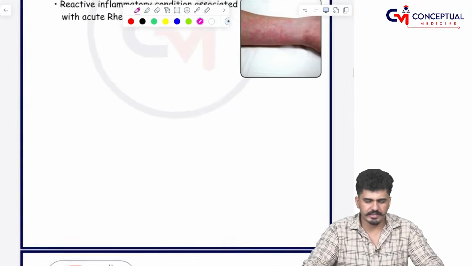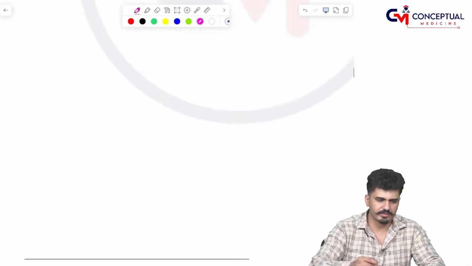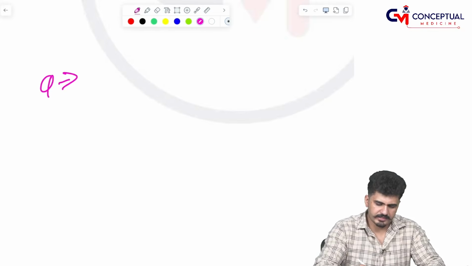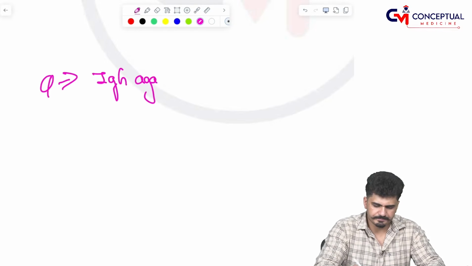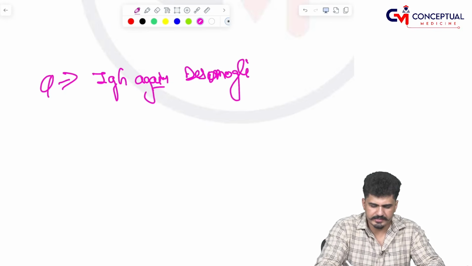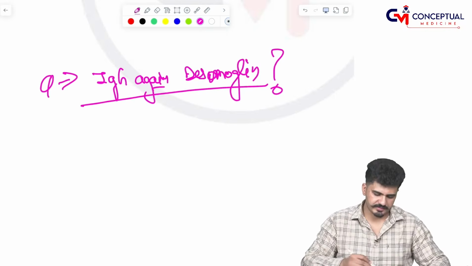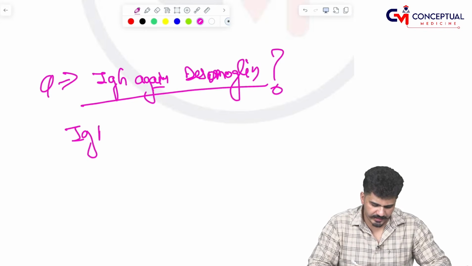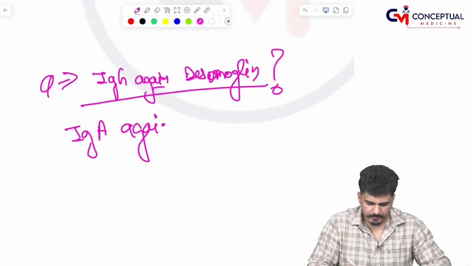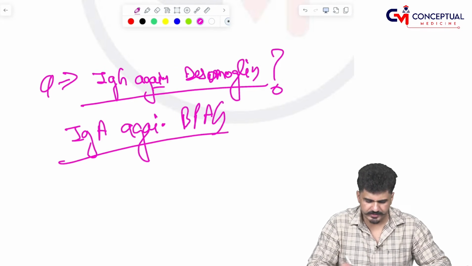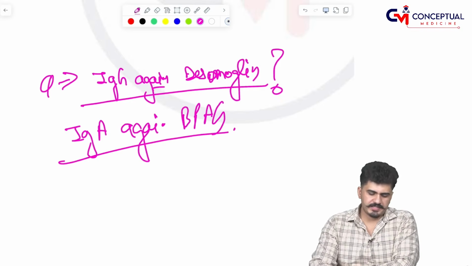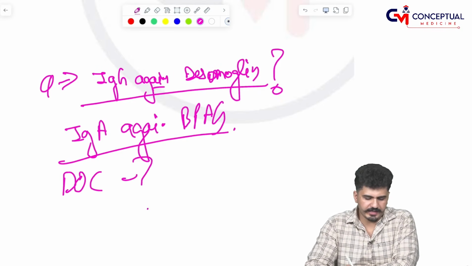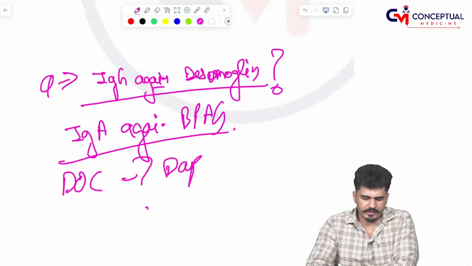Then the next chapter is infections. Before that, let me ask you some questions. Sir, IgG against desmoglein is seen with pemphigus. Sir, IgA against BPAG2 is seen in linear IgA disease. Drug of choice for linear IgA disease? Dapsone. It is going to be dapsone.